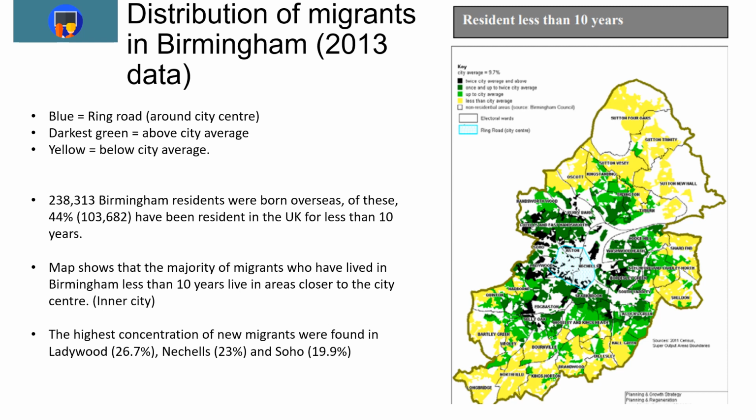Data shows that just over 200,000 of Birmingham's residents were born overseas. Of these, 44% have been a resident of the UK for less than 10 years. The map shows that the majority of migrants who have lived in Birmingham less than 10 years live in areas close to the city centre, known as the inner city. The highest concentration of new migrants were found in Ladywood, Nechells and Soho. All of these places can be found in the inner city close to the city centre. Pause the presentation for a few minutes and copy down these 3 bullet points.